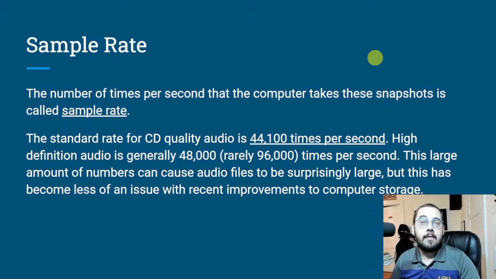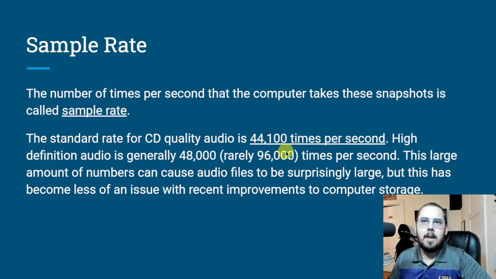How fast do these snapshots happen? Well, first of all, it's very fast, but it's called the sample rate. The rate that the computer takes a sample of that electricity. If you've ever listened to a CD, which, the little disc things, they're still around, but they are becoming less and less common. The standard rate for that is 44,100 times every second. So again, this is very quickly. If you have high definition audio, that can happen as fast as 48,000. In super high def stuff, it can go up to twice that at 96,000 times per second.